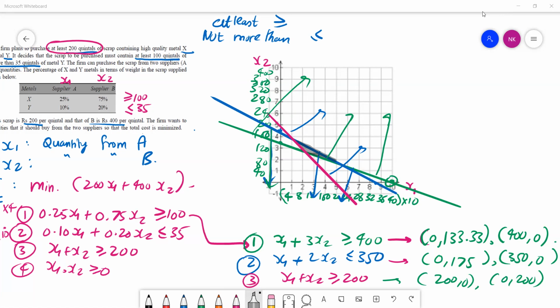Anybody having any confusion in selecting this particular portion, because I received 2 to 3 answers and I didn't find the correct one? See, for the green line, we would be looking at the above portion. For the blue line, we will be looking for the below portion. And for the pink line, again, we will be looking for the above portion. So the triangular small segment that we can see will be our feasible region.